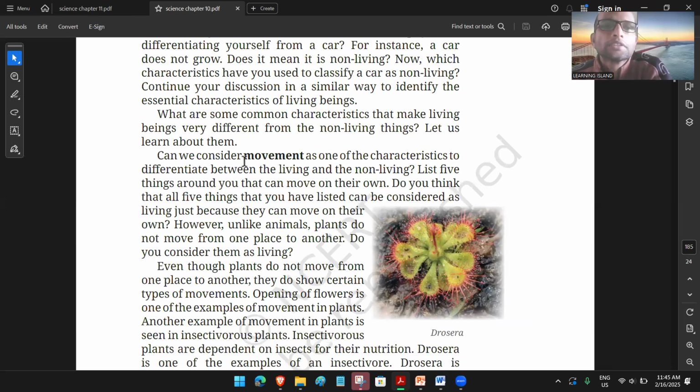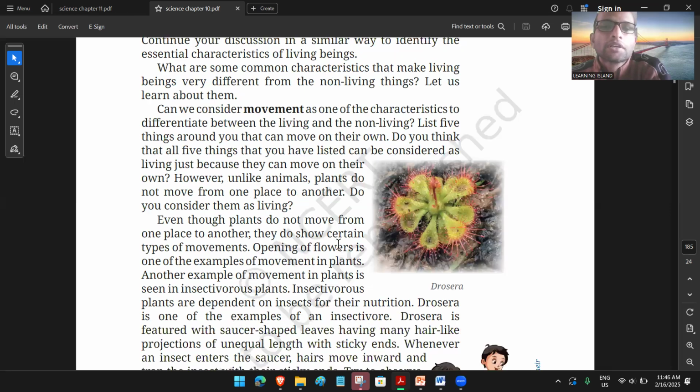Can you consider movement as one of the characteristics to differentiate between living and non-living things? Yes, but sometimes no. List 5 things around you that can move on their own. If the movement happens on its own, then movement is a characteristic of living beings. Do you think that all 5 things that you listed can do that? So you can mark over here: movement is one characteristic of living beings.